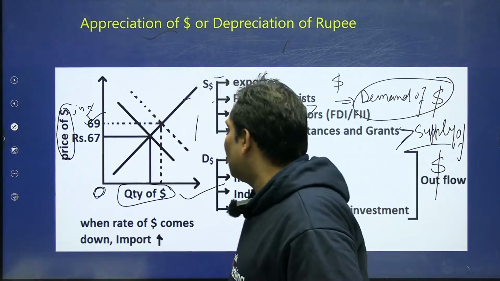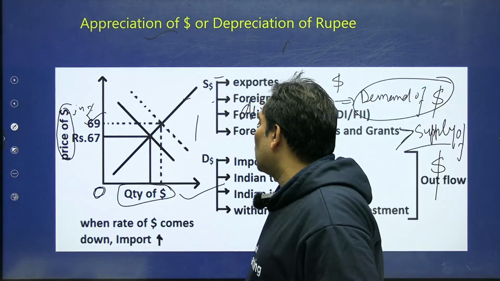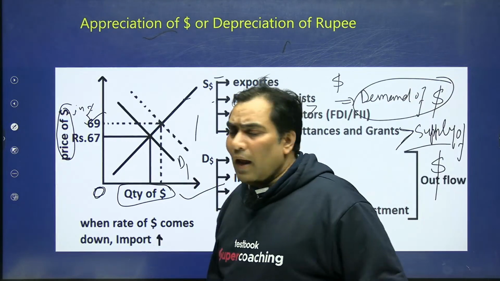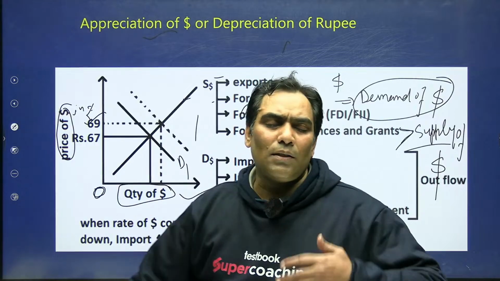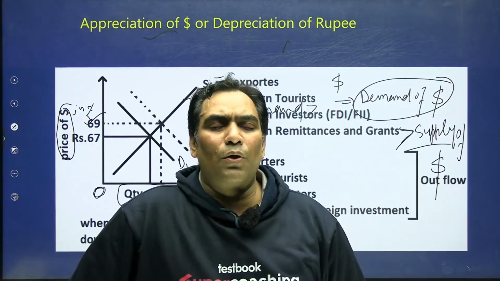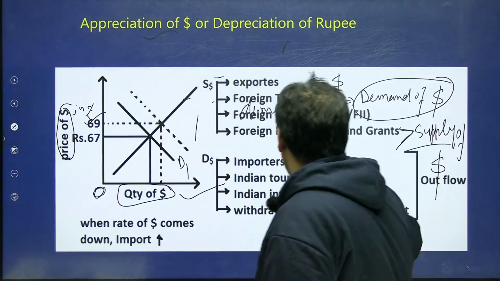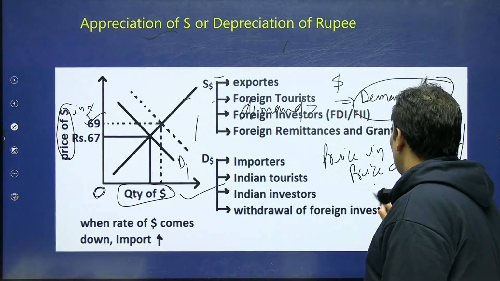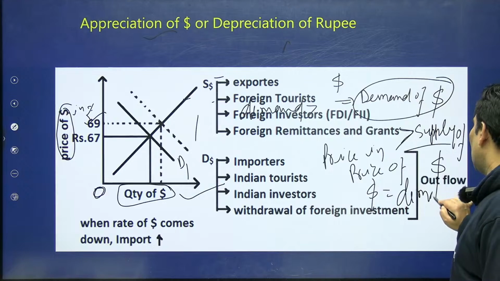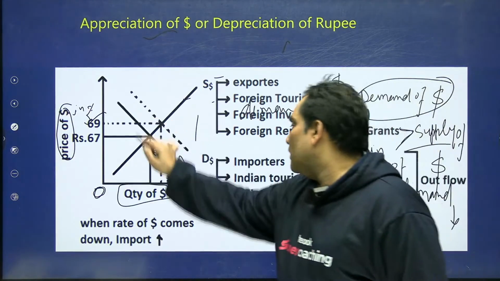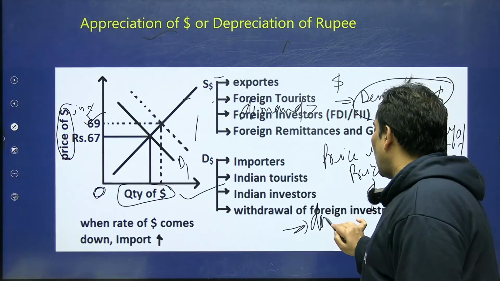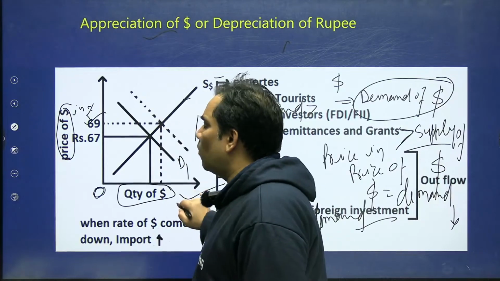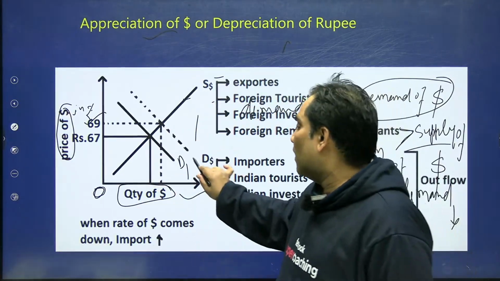Okay, since the demand curve is always downward sloping, we depict the demand curve with D1. What we want to say is that when there will be an increase in the price of dollar, its demand will decrease. Demand of dollar will decrease. That's why the demand curve is always downward sloping. This is the law of demand, which is being depicted in our figure with D1.